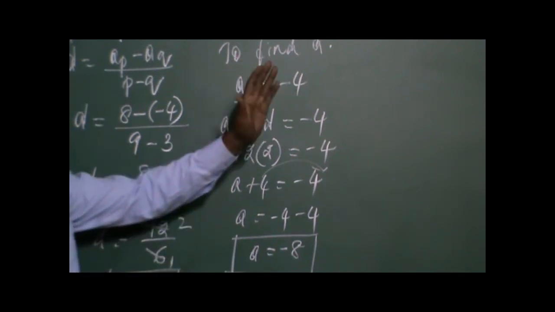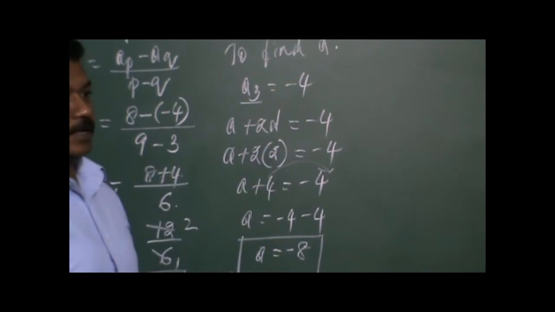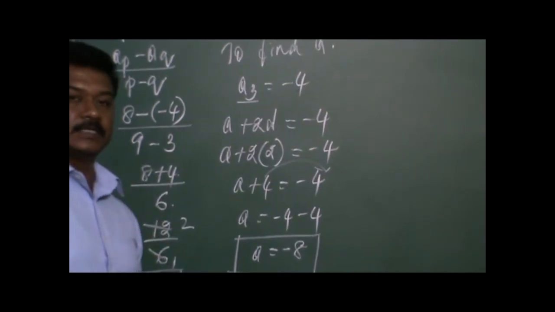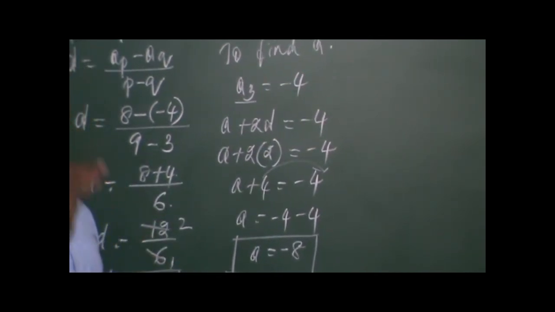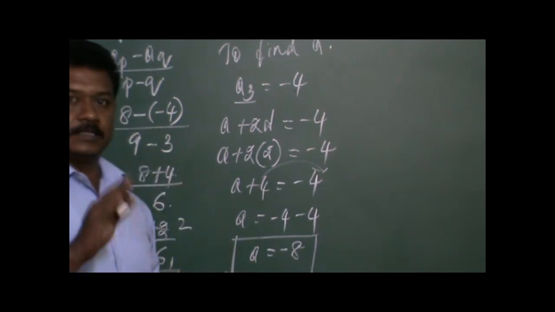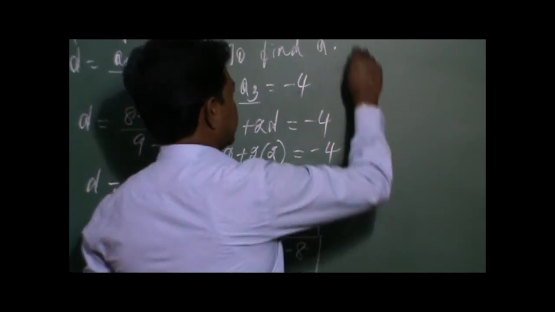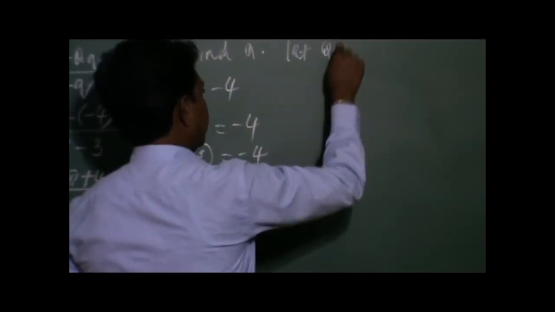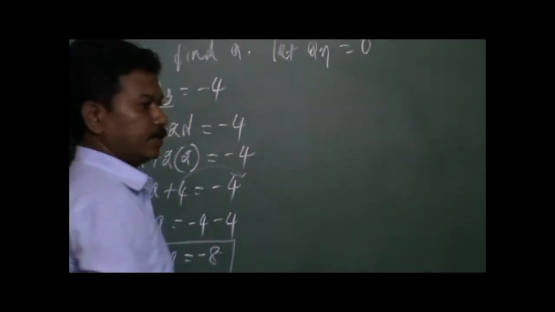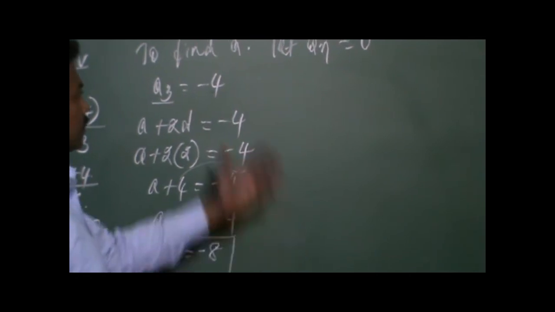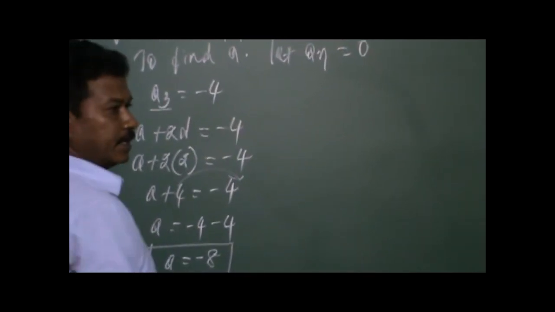So we have to find out which term of the AP is 0. In this context we will consider that the nth term of the AP be 0. So let an = 0, because we do not know which term of the AP is 0, therefore we will consider that the nth term of the AP be 0.